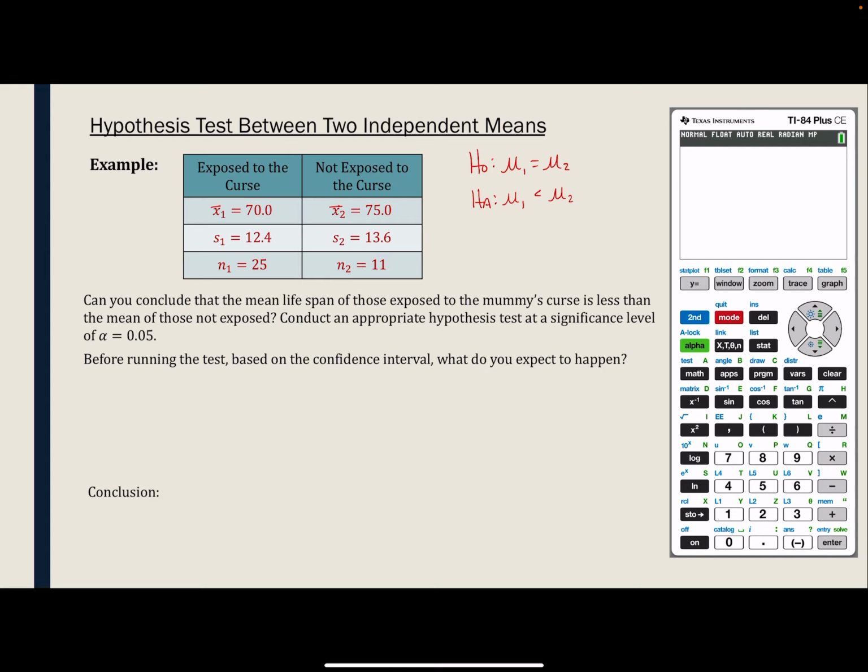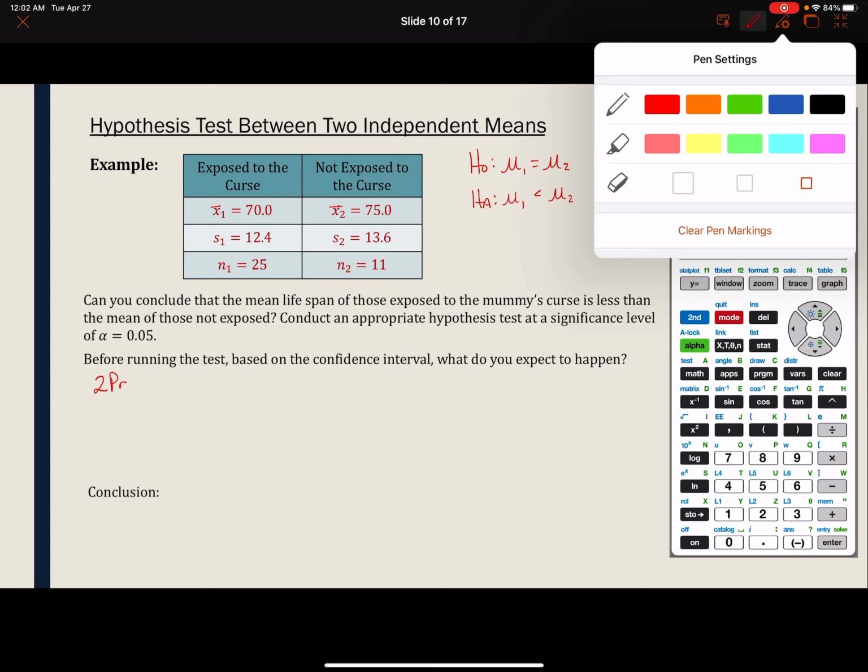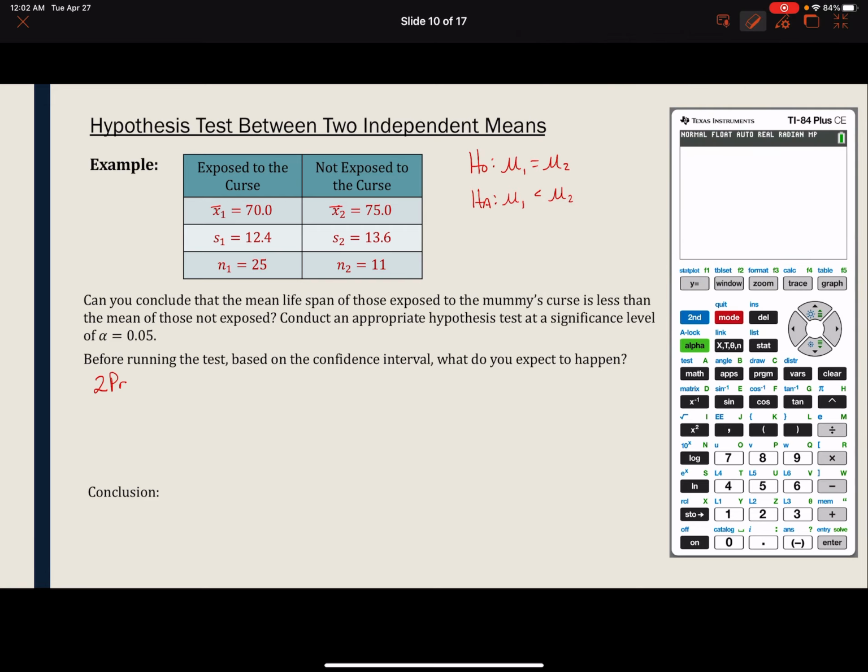So when we run this test, we're going to enter our information here, and it's going to look exactly the same as it did for the interval. So we're going to do a 2-sample t-test. And we're going to put in all the information from that table.